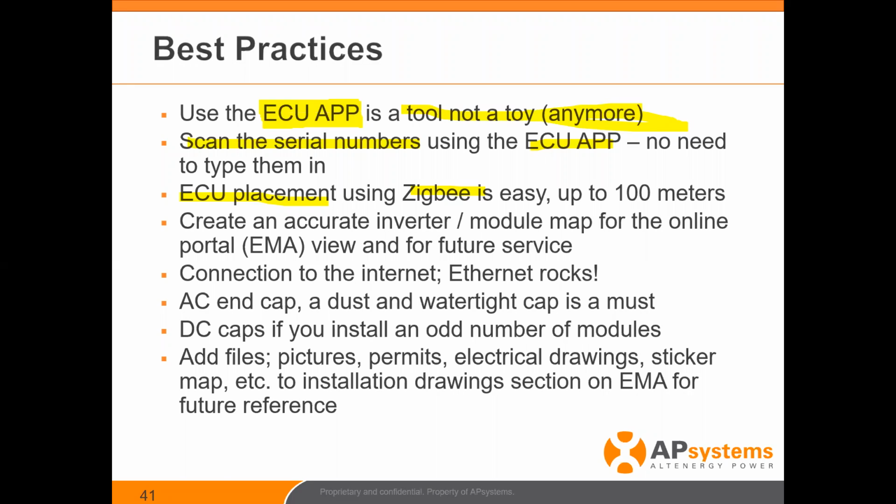Again, create an accurate inverter module map online. This right here is going to help you for future service. Understanding where the inverters are and understanding where the modules are is critical. And it's nice because you'll be able to actually see the sun come up and sun go down on the modules as they are placed on the roof. Again, accurate inverter maps are so critical. It's so nice to have that.